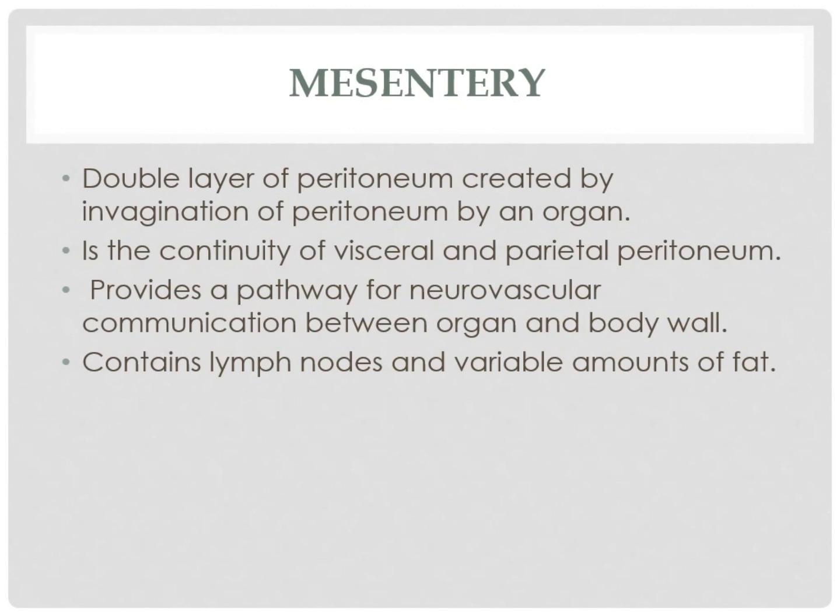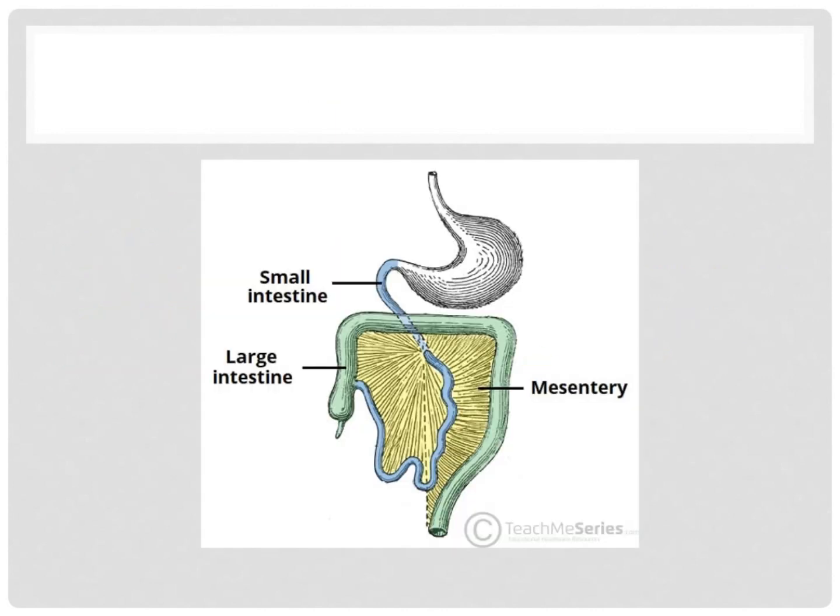Now we talk about the mesentery. It's also a double layer of peritoneum created by invagination of peritoneum by an organ. It's the continuity of visceral and parietal peritoneum, provides a pathway for neurovascular communication between the organ and the body, and it also has lymph nodes like the omentum. This is the mesentery. You see, it connects the bowel with the body, so that the bowel stays in its place, doesn't fall.